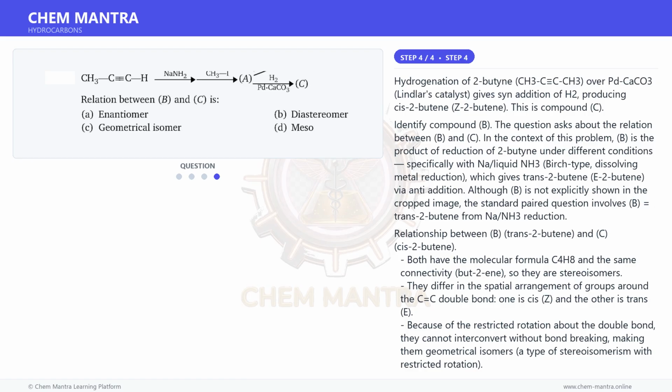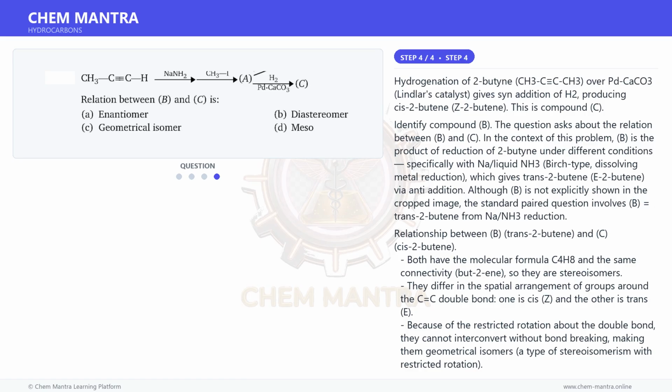Both have the molecular formula C4H8 and the same connectivity, but differ in spatial arrangement, so they are stereoisomers. They differ in the spatial arrangement of groups around the C=C double bond, one is cis, Z, and the other is trans, E. Because of the restricted rotation about the double bond, they cannot interconvert without bond breaking, making them geometrical isomers, a type of stereoisomerism with restricted rotation.